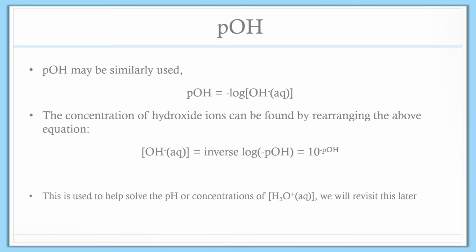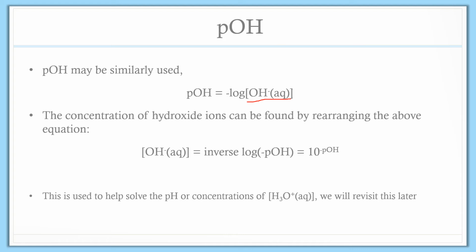pH plus pOH always sum to be 14. So pH plus pOH always equals 14. So if you know pH, you also know pOH. And pOH works exactly the same as pH, except you're dealing with concentration of hydroxide instead of hydronium. So pOH equals negative log of concentration of hydroxide, and you can rearrange so that concentration of hydroxide equals 10 to the negative pOH.